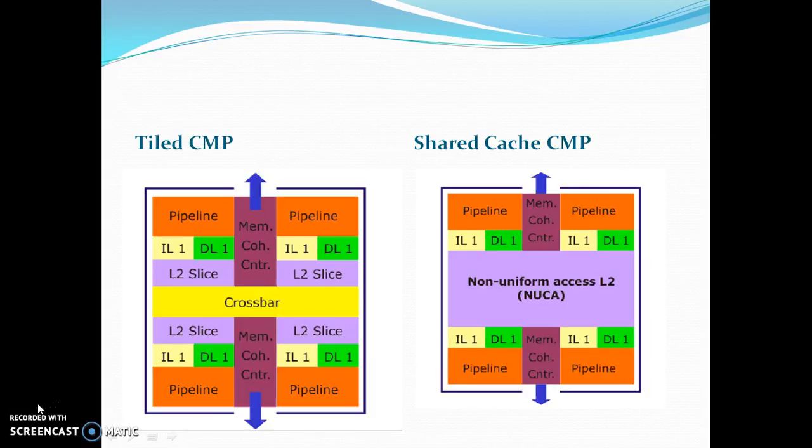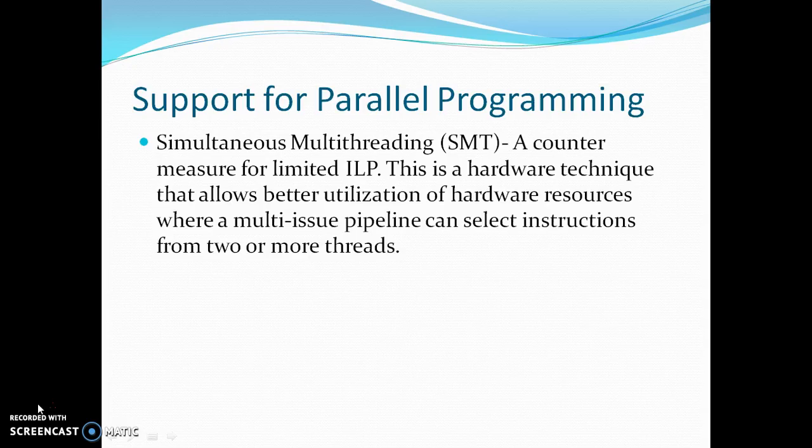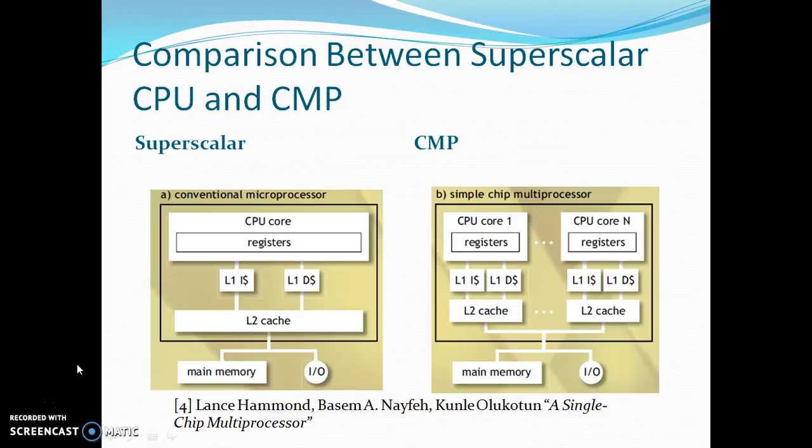So now let us go to the fourth part of CMP architectures, that is support for parallel programming. The simultaneous multithreading concept, that is SMT, can actually be integrated into normal superscalar processors also. SMT is a hardware technique which improves the performance of the processors over limited ILP. That is, this hardware technique allows for better utilization of hardware resources, where a multi-issue pipeline can select instructions from 2 or more threads.